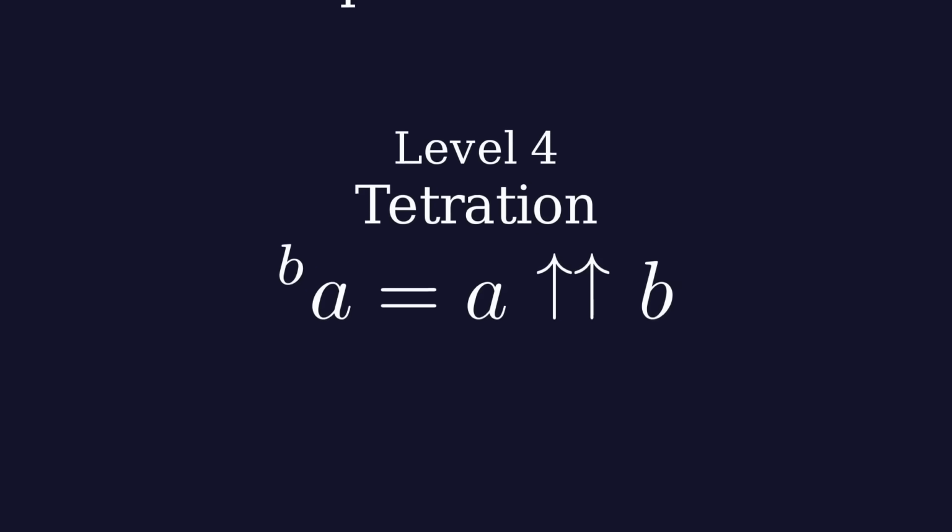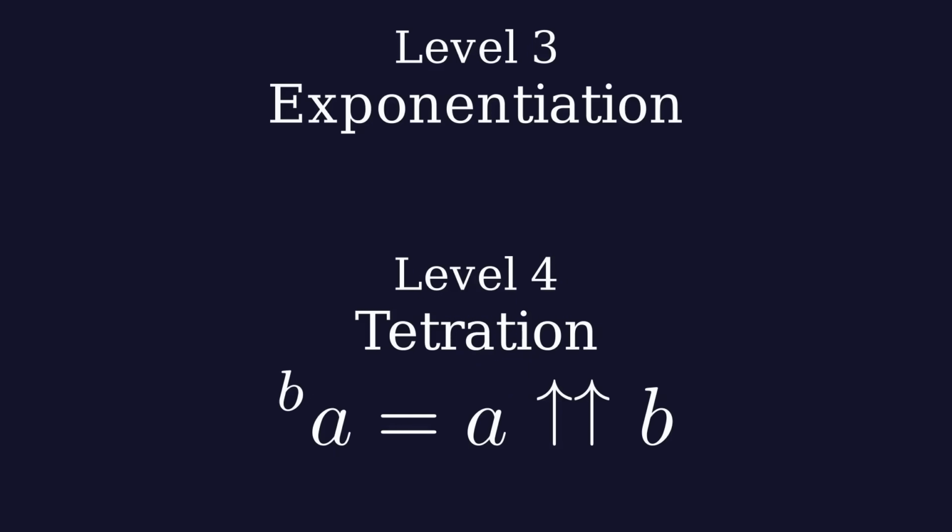So far, we have written tetration using the left exponent. Unfortunately, there is no standard notation for tetration, but 2 up arrows are used very often, and this notation will allow us to express even higher level operations beyond tetration. The arrow notation can also be used to write exponentiation. A to the power of b can be written as a up arrow b.